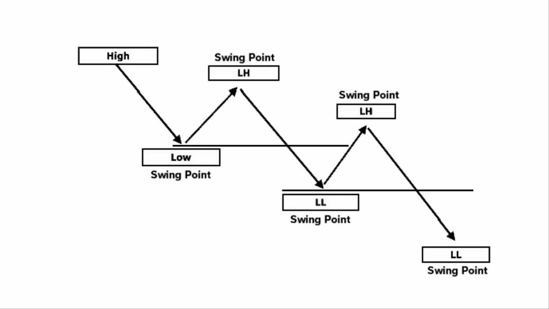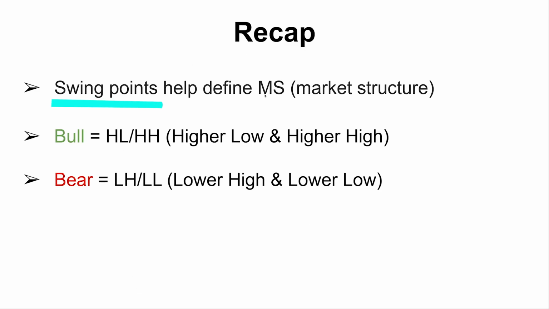So let's recap. Swing points help define market structure, or MS. We just saw this in an example of bullish market structure, where price was making higher lows and higher highs in an uptrend. We also saw this in bearish market structure, where price was making lower highs and lower lows in a downtrend. Next, we're going to go over consolidation, contraction, and expansion, and how it all reverts back to bullish market structure and bearish market structure.